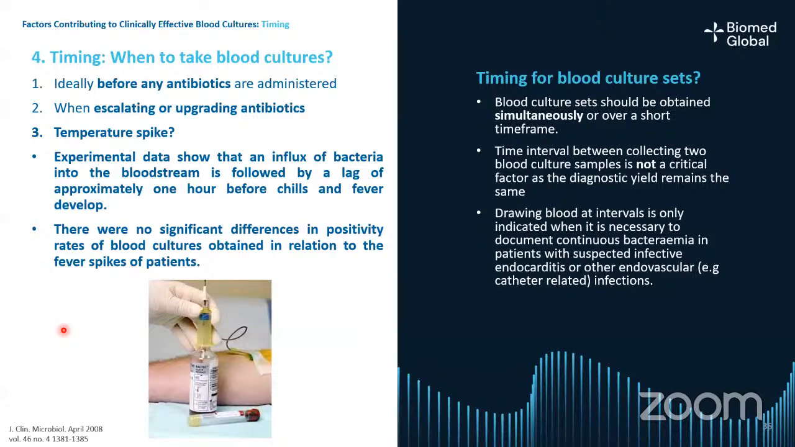The third time, which is a very common practice, is to take your blood culture samples during that exact time of a temperature spike. According to CLSI guidelines, however, there is no need for that, because experimental data show that an influx of bacteria into the bloodstream is followed by a lag of about 1 hour before the chills and fever develop. Therefore, there were no significant differences in positivity rates of blood cultures obtained in relation to the fever spikes of patients.